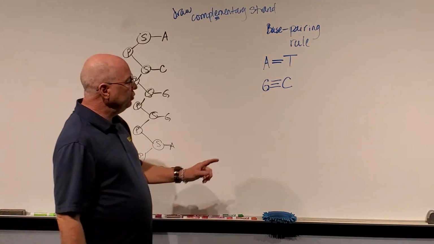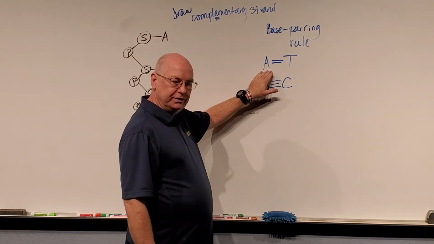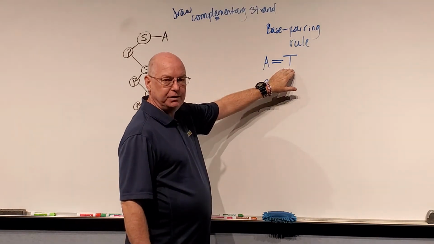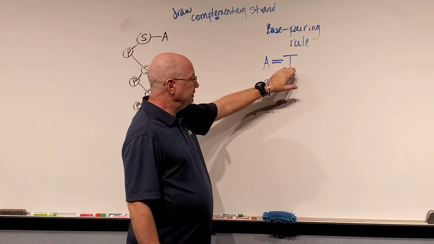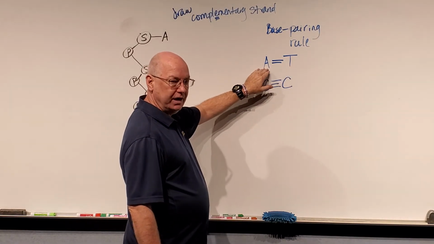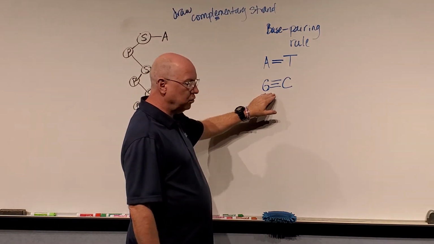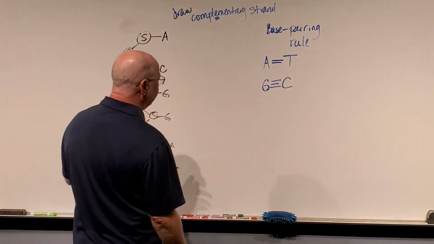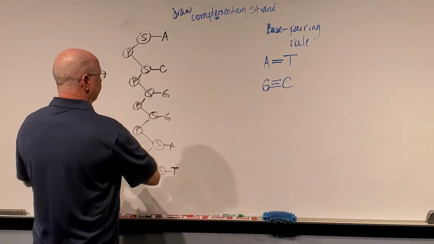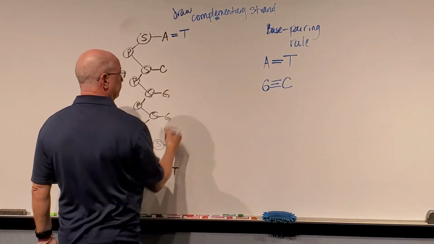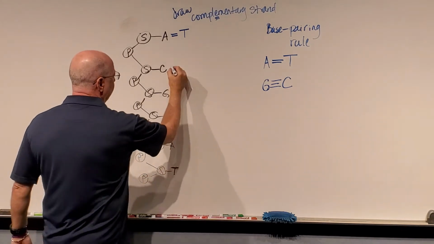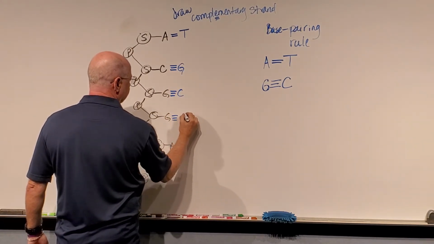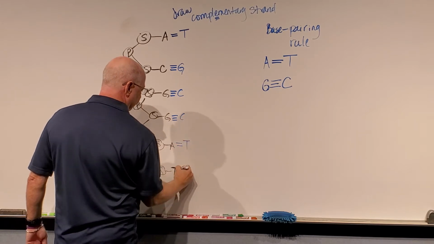So everywhere that I have an adenine on one strand of DNA, the complementary strand must have a thymine in its place. Everywhere I have a thymine, the complementary strand must have an adenine. Everywhere I have a guanine, the complementary strand must have a cytosine, and vice versa. So if I know this base sequence, then I could go in here and I could draw my complementary strand. I automatically know the order of bases on the complementary strand.